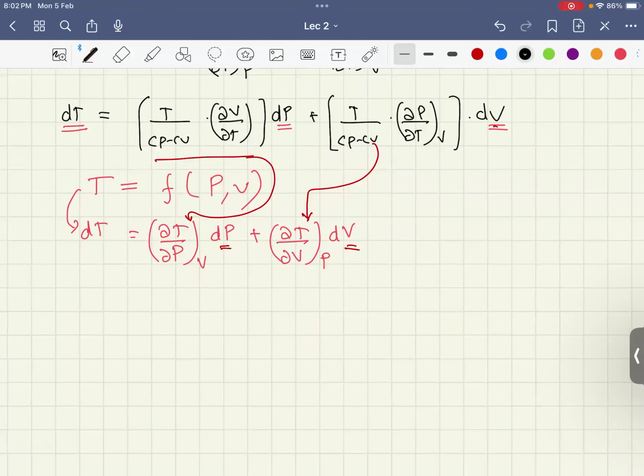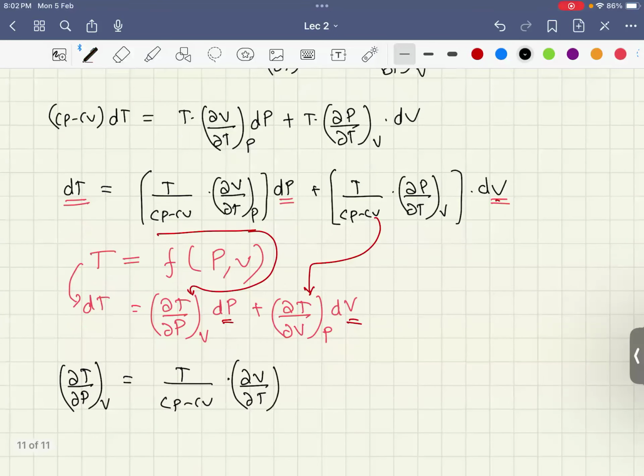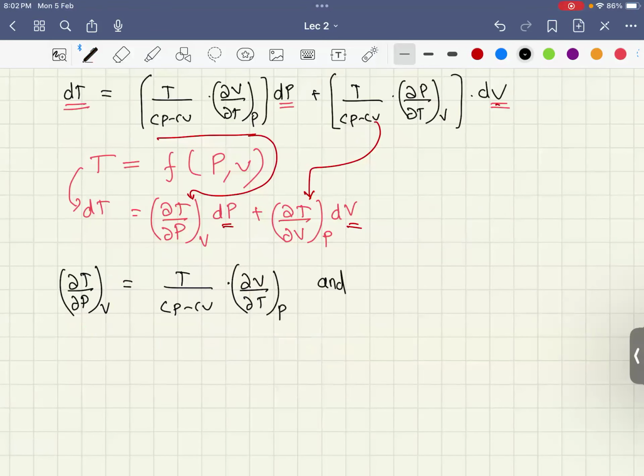We get (∂T/∂P)v is nothing but T by (Cp minus Cv) into (∂V/∂T) at constant pressure, and (∂T/∂V)p is T by (Cp minus Cv) into (∂P/∂T)v. Okay, correct.